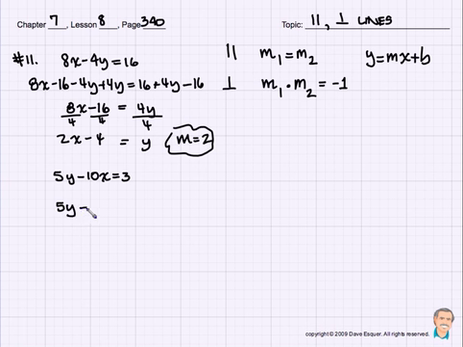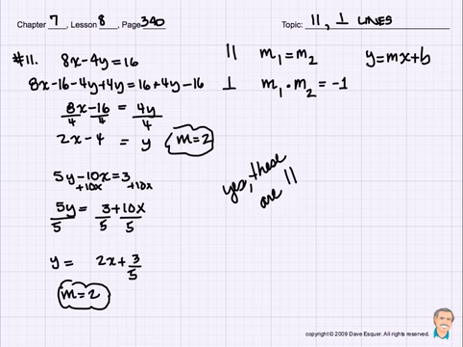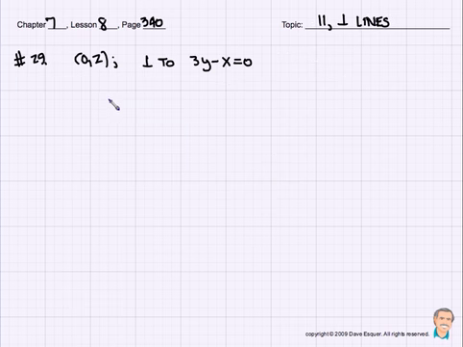Let's do this one. This looks like 5y is equal to 3 plus 10x. I added 10x to both sides. So if I divide this one by 5 on both sides, remember, what I do on one side, I better do on the other. Y turns out to be equal to 2x plus 3 over 5. And this slope turns out to be 2 using this slope-intercept form. So m is equal to 2, m is equal to 2, so yes, these are parallel.